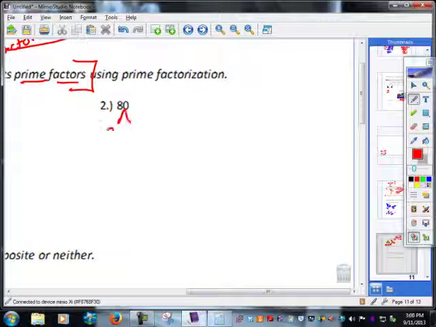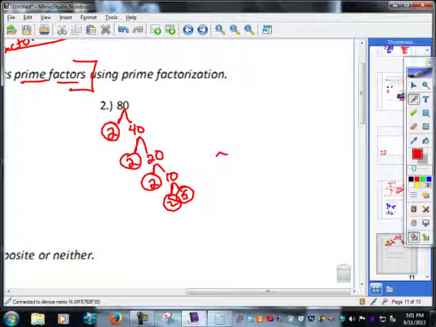I'm just going to go ahead and break this into 2 and 40. Now, you could have also done many other options. I'm just going to go 2 and 40, and then 2 and 20, and then 2 and 10, and then 2 and 5. Okay? Remember, this is not your answer. Your answer is 2 times 2 times 2 times 2 times 5. That's your answer. All right?